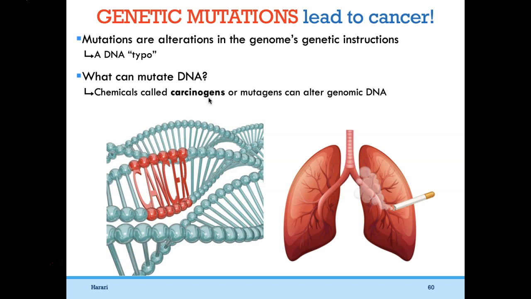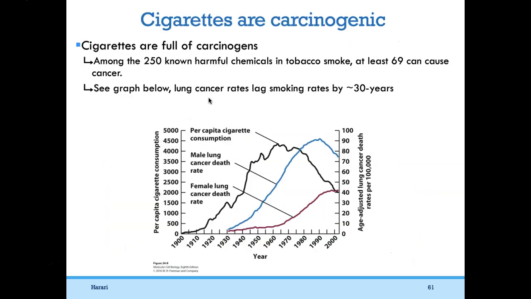So carcinogens include cigarette smoke, right? So far we said cancer is a disease of uncontrolled cell growth that's caused by genetic mutations, and carcinogens, chemicals, can mutate your DNA. So cigarettes are very carcinogenic. There are 250 known harmful chemicals in tobacco smoke. Of those 250 harmful chemicals, at least 69 can cause cancer.